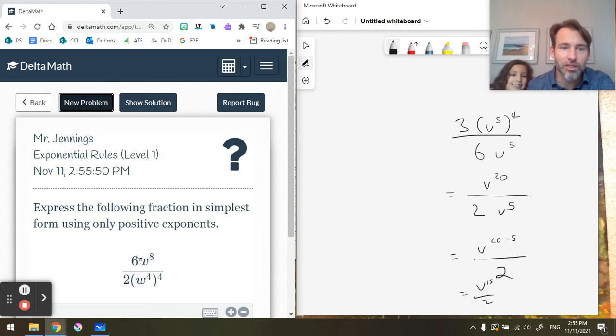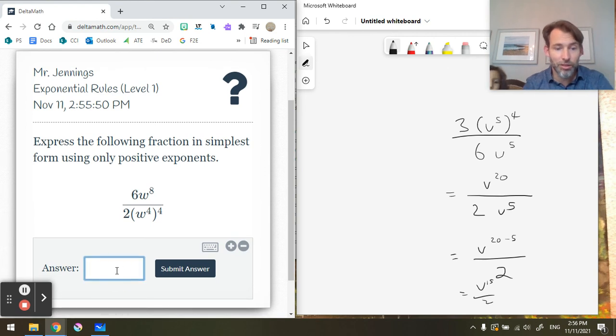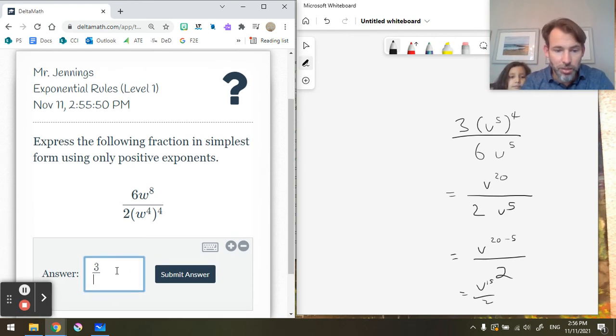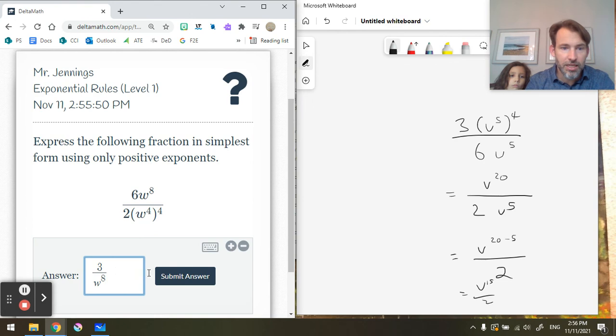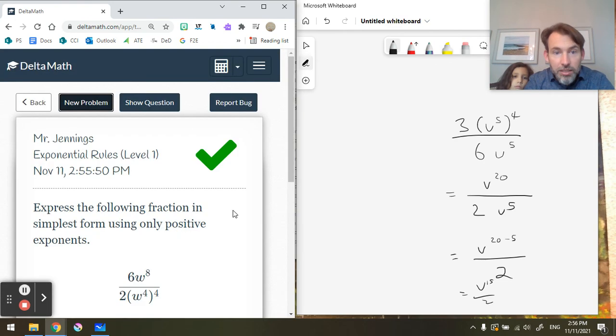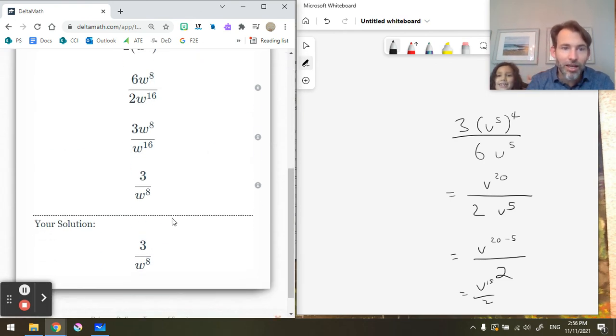Okay, here. So 6w to the 8 over 2w to the 4 to the 4. So that would be 2 to the 4 to the 4. That's w to the 4 to the 4. That's w to the 16. I multiply on the bottom. Then I have 8 over 16. So then I'm going to have w to the negative 8. But then I just put it on the bottom as w to the 8. And there's going to be 3 on the top. So this is 3 over w to the 8. Submit answer. Yes. Yay. And then look again.